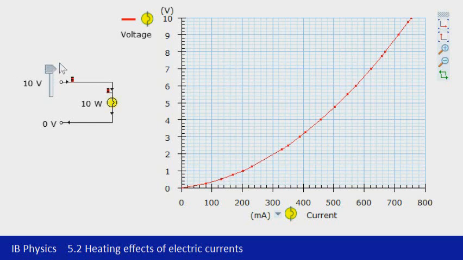Now to calculate the resistance, we'd still use that definition that we saw earlier, voltage divided by current. So for example, at this point here, 1 volt over 200 milliamps would produce a resistance of 5 ohms. If we move all the way to the end, 10 volts appears to have a current of about 760 milliamps. That would give a resistance of about 13 ohms. So you can see there that the resistance of the component depends upon the potential difference across it and the current flowing through it.